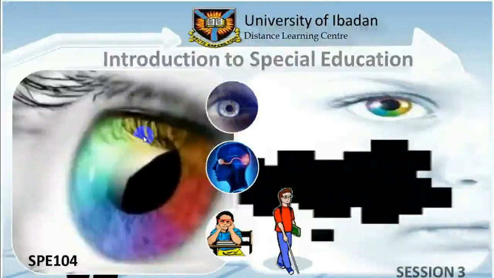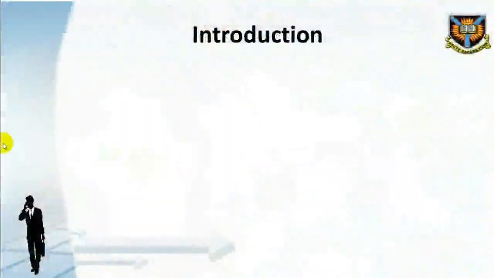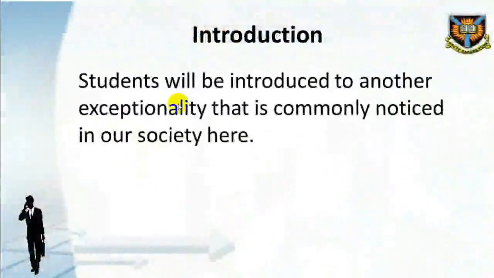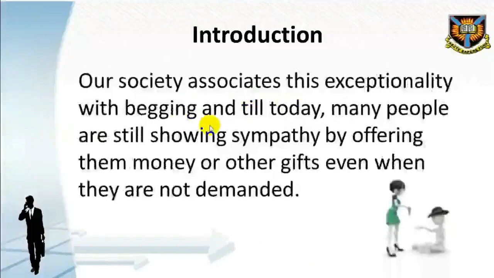Study Session 3, Visual Impairment. Introduction. In this study session, you will be introduced to another exceptionality which is commonly and quickly noticed in our society. Our society associates this exceptionality with begging. Until today, many people are still showing sympathy by offering them money or other gifts, even when they are not demanded.